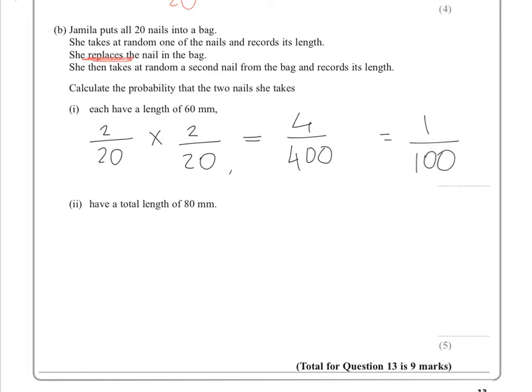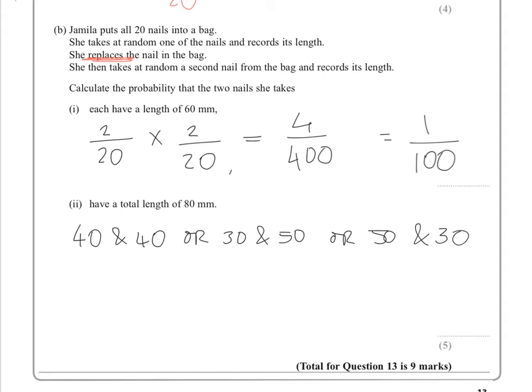Have a total length of 80 millimeters. Well, in order to have an exact total length of 80 millimeters, she must either pick a 40 and then another 40 millimeter nail, or a 30 and then a 50, or a 50 and then a 30 millimeter nail.